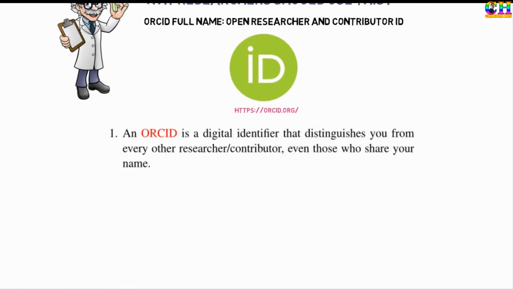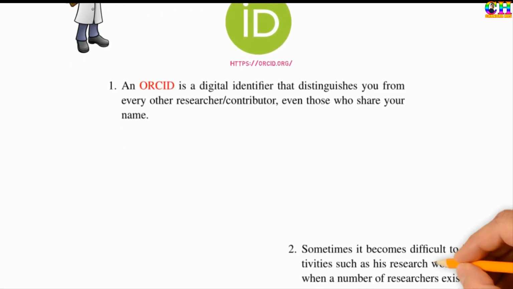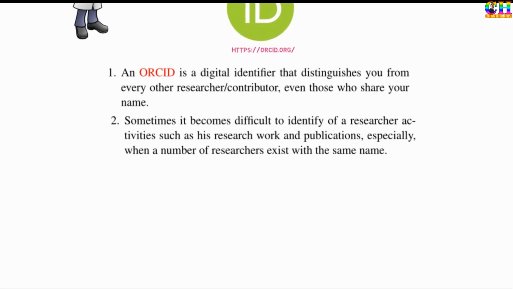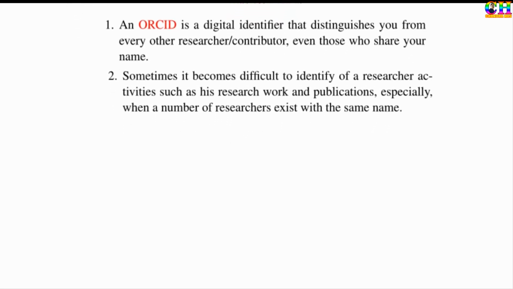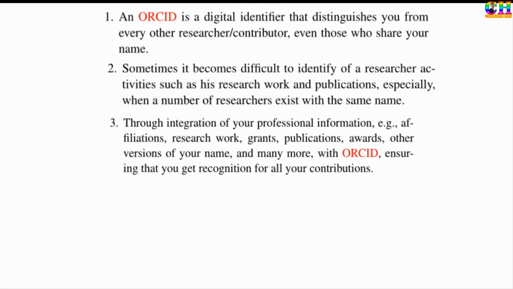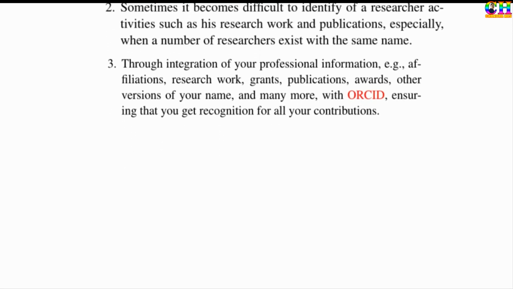Actually, ORCID is a digital identifier that distinguishes you from every other researcher and contributor, even those who share your name. Sometimes it becomes difficult to identify a researcher's activities such as his research work and publications, especially when a number of researchers exist with the same name. So in that case, ORCID plays a very important role. Through integration of your professional information with the ORCID, for example, affiliations, research work, grants, publications, awards, and other versions of your name, if any, you get recognition for all your contributions.